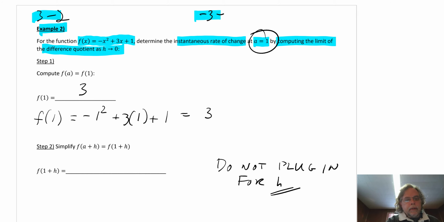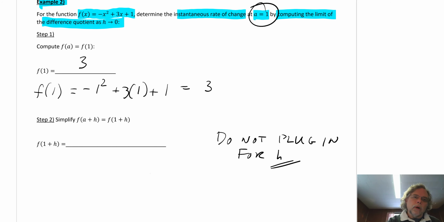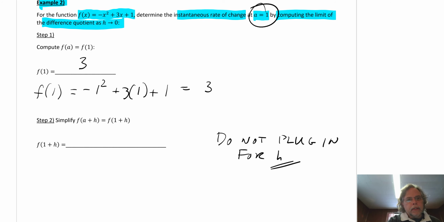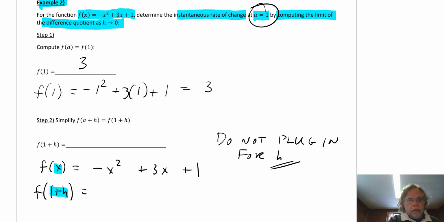So when we calculate f of 1 plus h, what we have to do is substitute 1 plus h into the function in place of x. So to make that easier to see, I'm going to copy over the function here. Negative x squared plus 3x plus 1. Now what we need to write is f of 1 plus h. That's what we need to figure out. So each x that appears in the function needs to be replaced by 1 plus h, or 1 plus h needs to be substituted in for the x's.